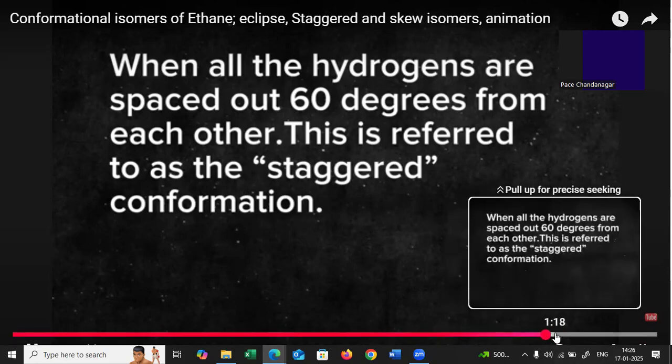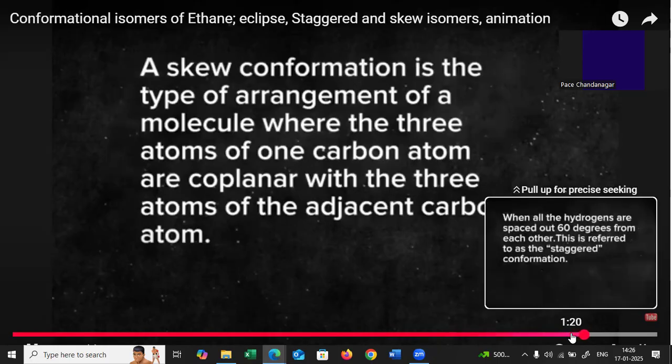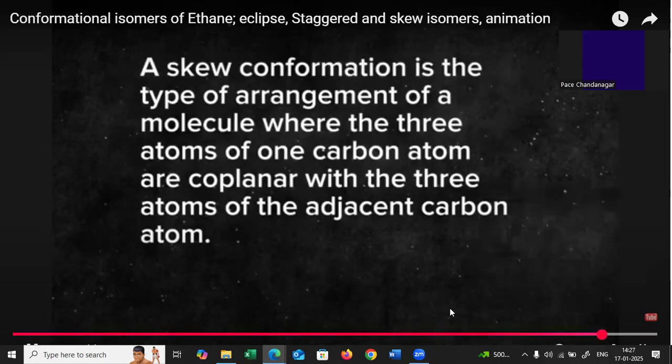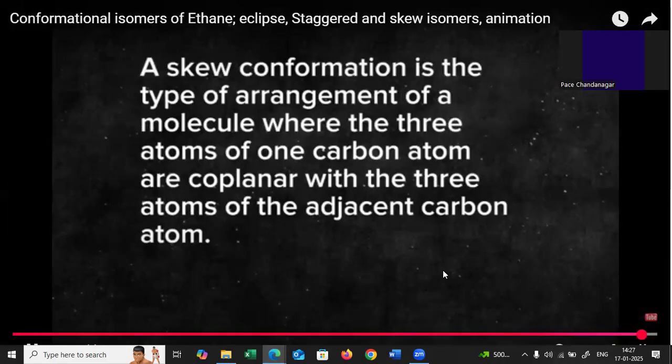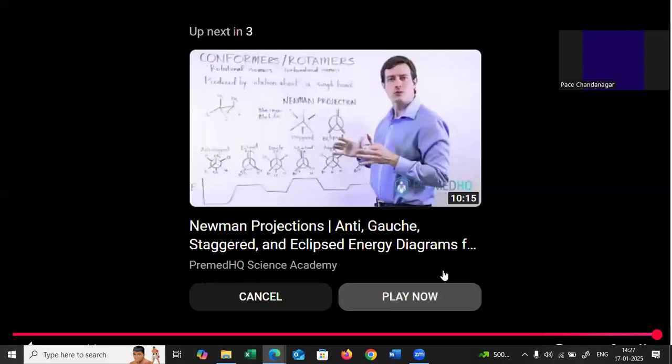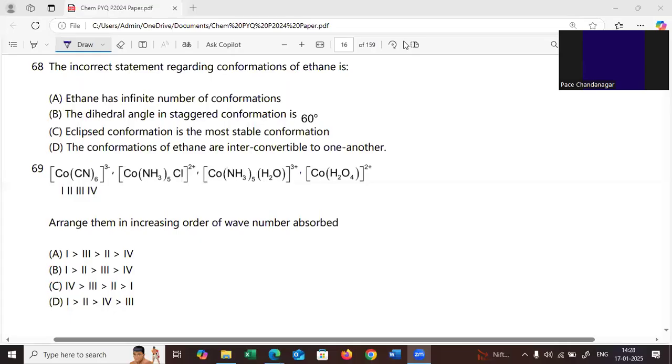And then as you go on, you have the skew. That is a combination, the intermediate between the staggered configuration and your Gauss configuration. That is called your skew configuration, when the first three are coplanar with the backward three. I've seen those configurations. Eclipsed configuration will be the least stable configuration.